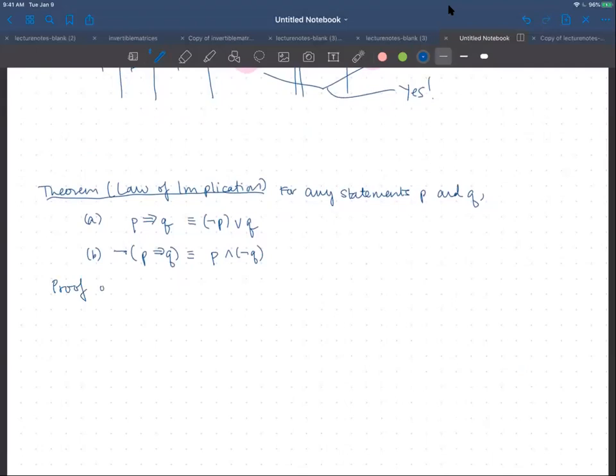So proof of part B is the truth table above. And proof of part A, we're going to string together a few logical equivalences. So the first thing that I know is that if I take P implies Q, that's logically equivalent to negating that twice. That's the law of the double negative.